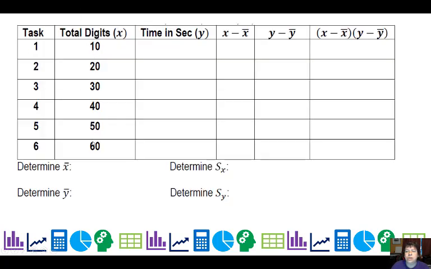And so here's the 10. We did it up to 60 digits. And then these are the times we recorded when we did this activity, at least for one group.